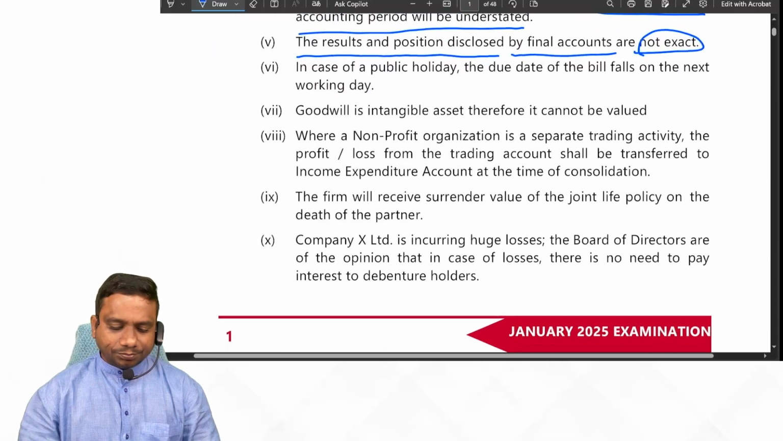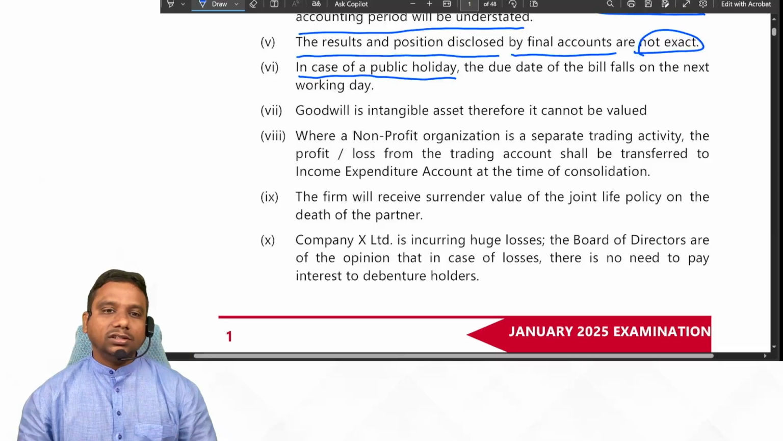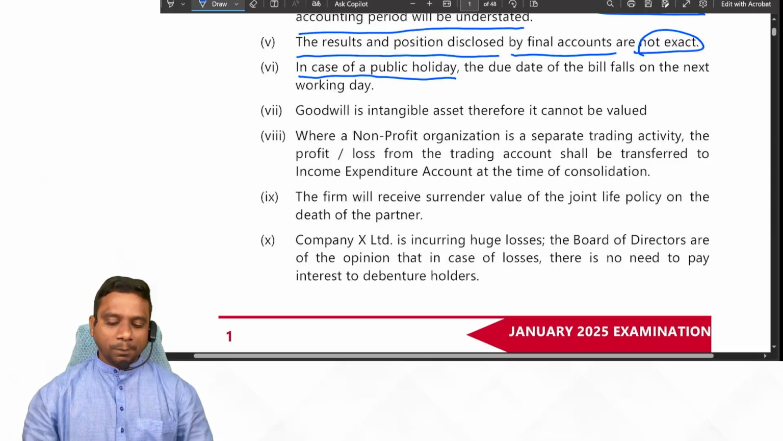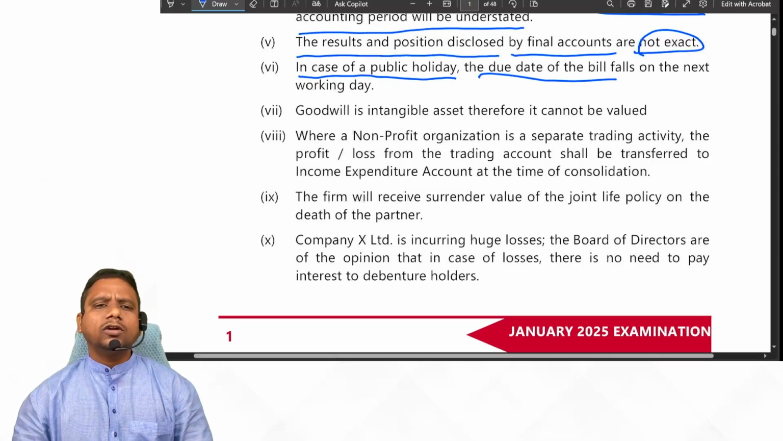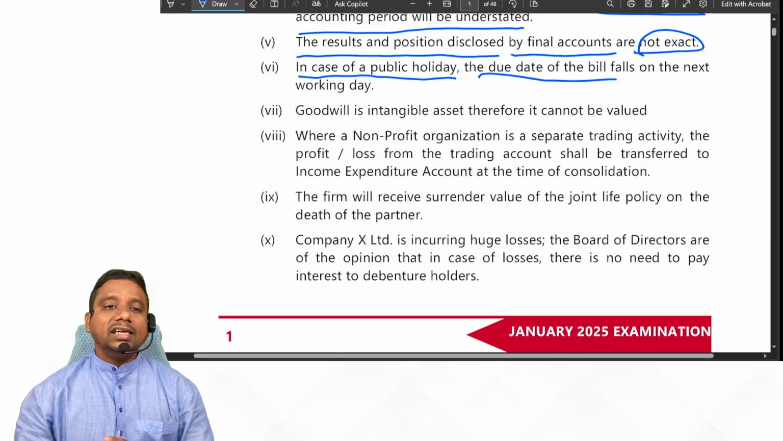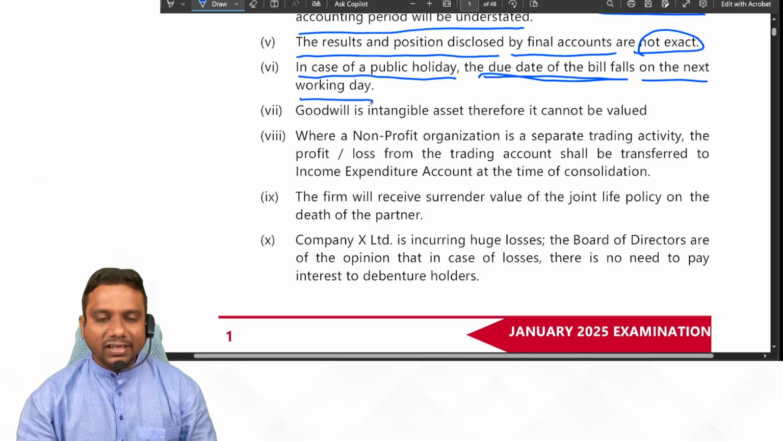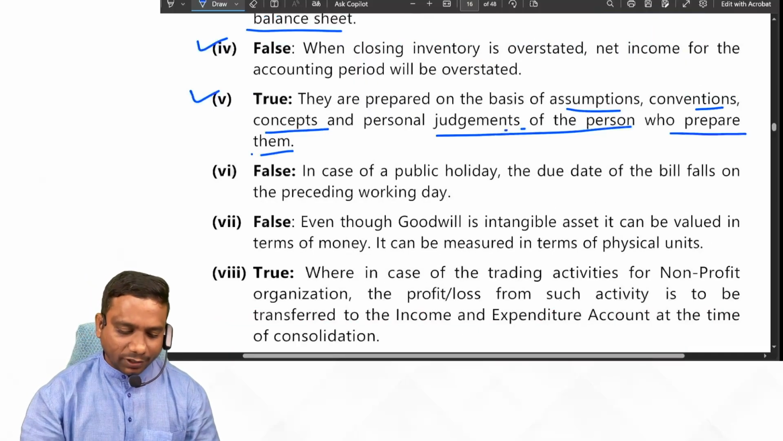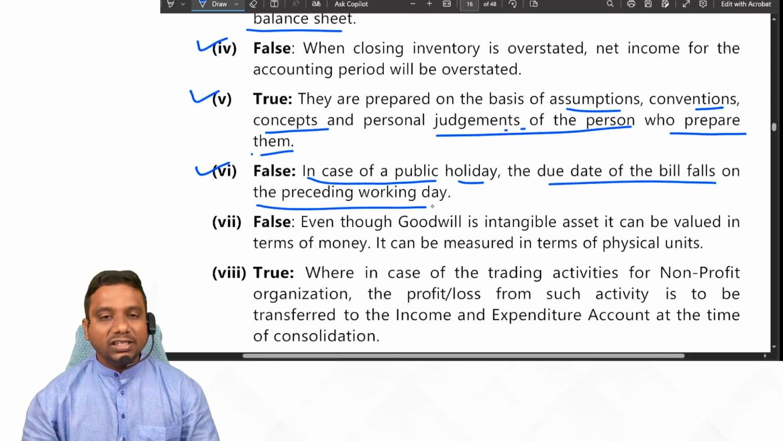Next one. In case of a public holiday, this is the concept of bills of exchange. In case of a public holiday, the due date of the bill normally falls on the preceding working day. In case of an emergency holiday, the bill falls on the succeeding day. So the statement says the due date of the bill falls on the next working day. No, it is false. In case of a public holiday, the due date of the bill falls on the preceding working day.